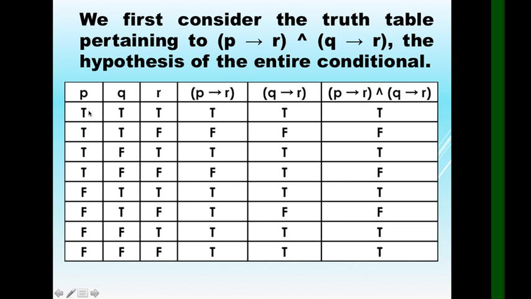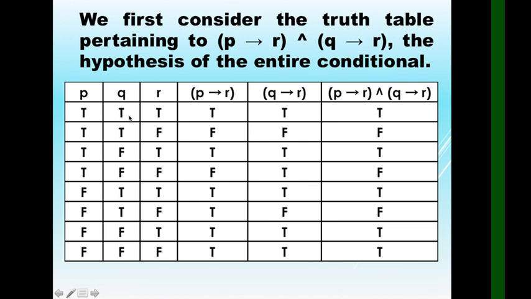So we have T and T, so that's true. TF is false. T and T is true. TF is false. TF, T is true. TFF is true. FT is true. And FF is true.